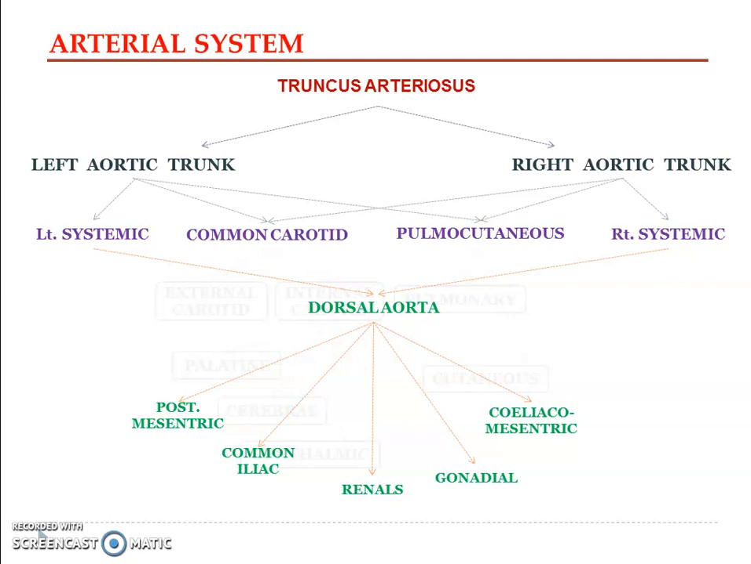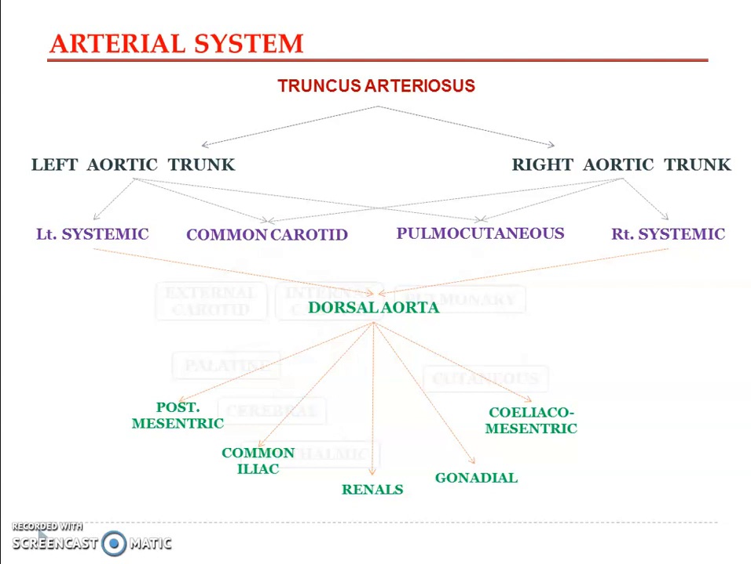Once it forms the dorsal aorta, it runs backward, posteriorward, and it goes till the tip of the tail. Okay, so the dorsal aorta on its way gives off many branches, that is the posterior mesenteric and the celiaco-mesenteric.